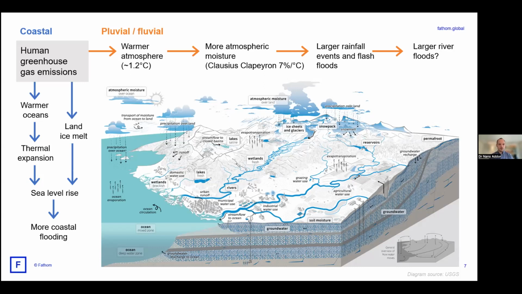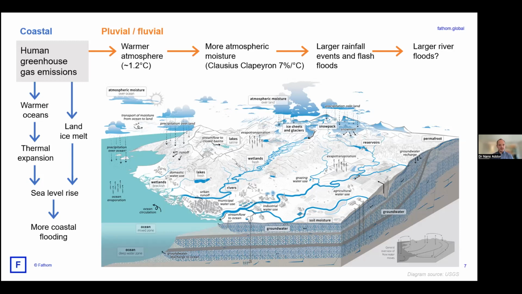So this was pluvial and fluvial, and for coastal, a warmer world means warmer oceans. Warmer oceans are oceans that expand, and this causes sea level rise. A warmer world also means that there is more ice melting on land, and melting quicker. So I'm talking here about ice in glaciers, in Antarctica and Greenland, and this is also contributing to sea level rise. And these two processes lead to more coastal flooding.